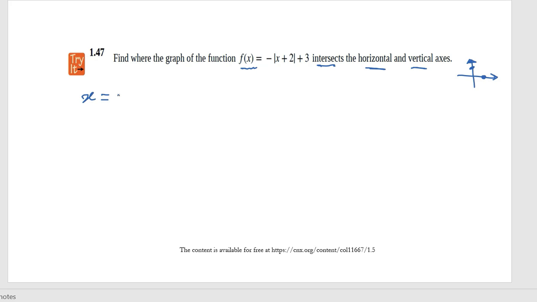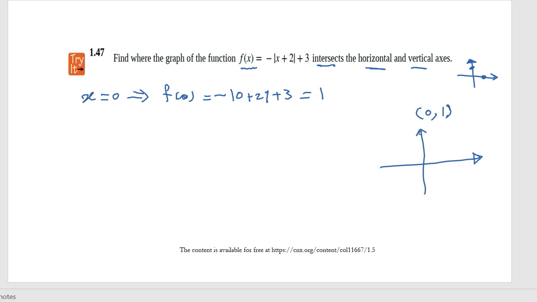So x is equal to 0, then f of 0 is equal to negative 0 plus 2 plus 3, which is equal to 1. So (0, 1). This is where it meets the y-axis. If you want to graph it, this was one point that the graph meets the y-axis.